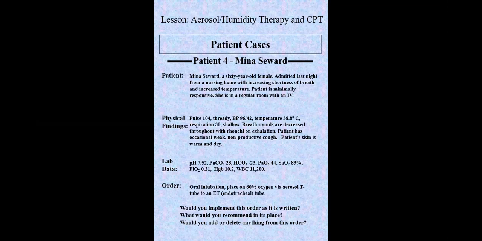Look at what symptoms she is exhibiting. All right, look at how she's exhibiting, how she's presenting, okay? This is how she's presenting in front of you. You look at your physical findings. Now, the order is to intubate. Place her on 60% oxygen via T-piece to an ET endotracheal tube.